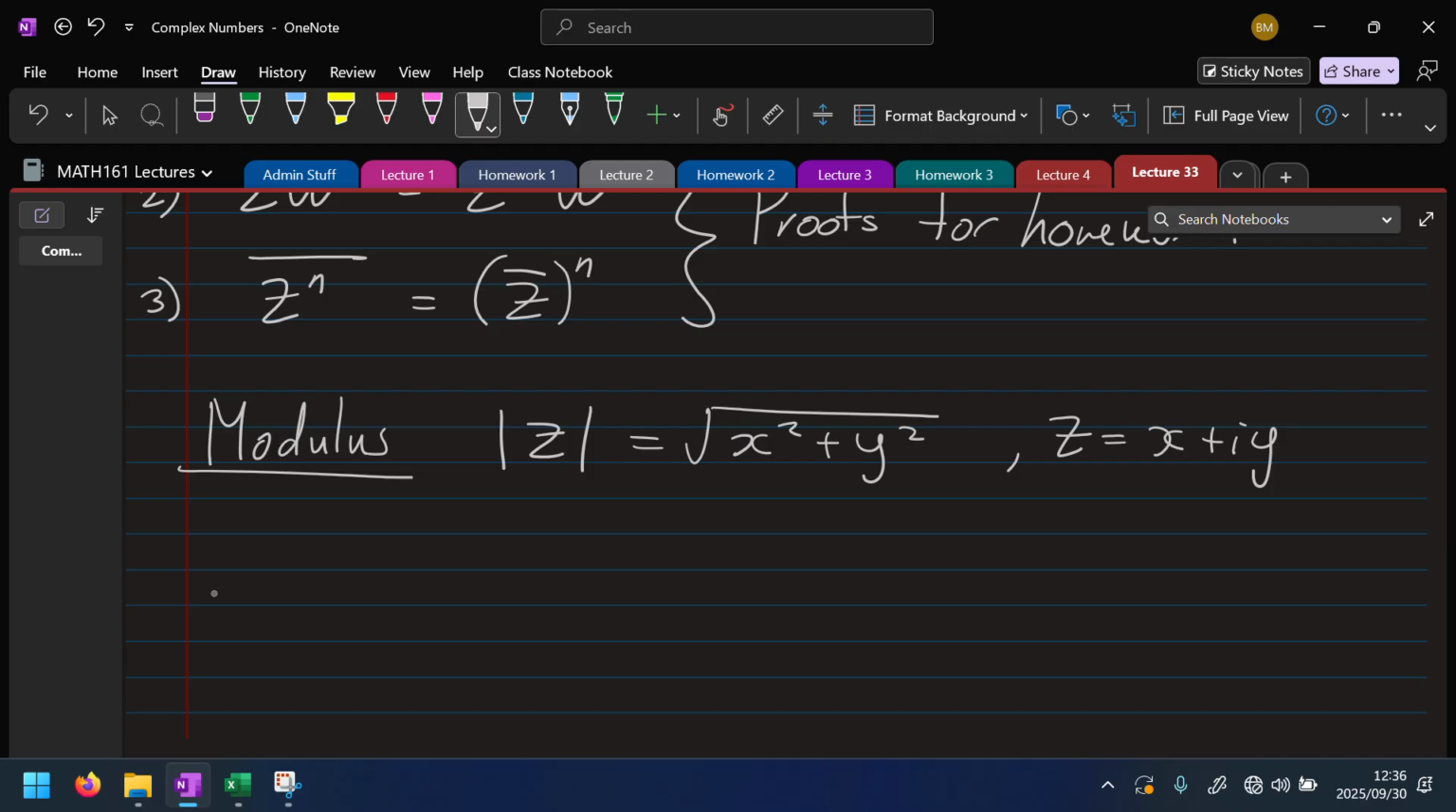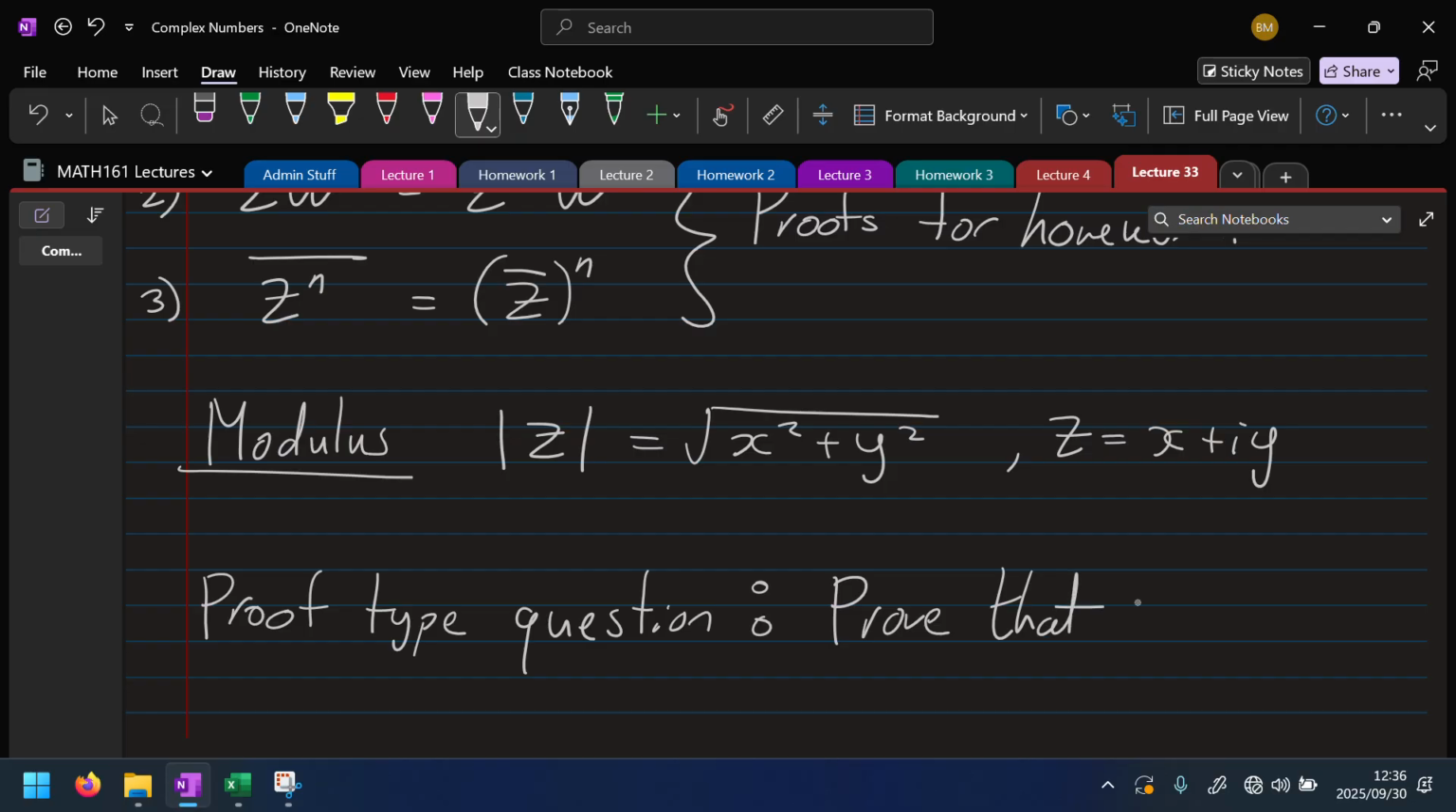We got another proof type question. Okay, prove that z times z bar is the modulus of z squared. Okay, so we're going to have quite a few of these proof type questions, especially for the class test and the exam. It's a short proof, so not a whole 10 marks, it's a couple of lines, but there's quite a few of them. So we want to prove that z times z bar is the modulus of z squared. So we know what z bar is, and the modulus, we know what that is.